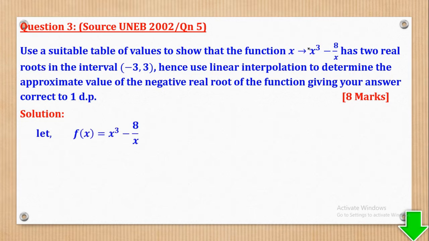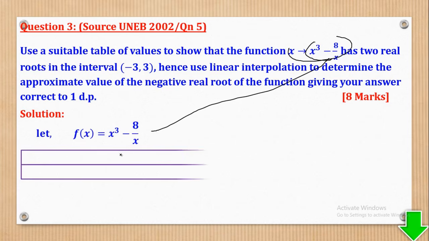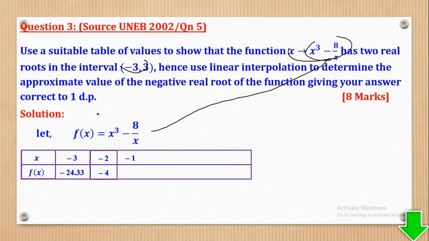So first of all, you should remember that when it's in this form, it implies that this is fx. Therefore, we shall tabulate our values using this interval, and we shall be able to come up with when x is -3, fx is that. When x is -2, fx is that. When x is -1, fx is that. When x is 0, fx is -infinity. When x is 1, fx is that. And when x is 2, fx is that. When x is 3, fx is that.